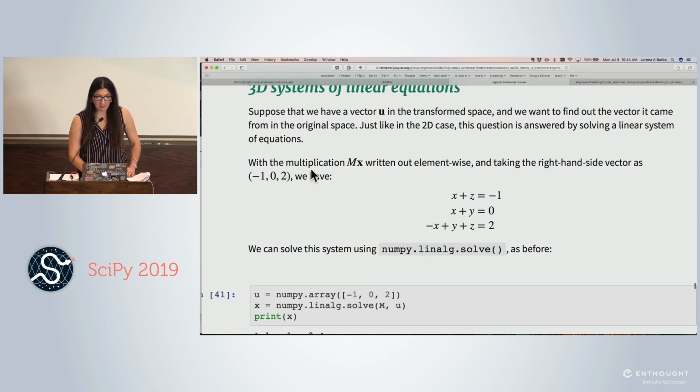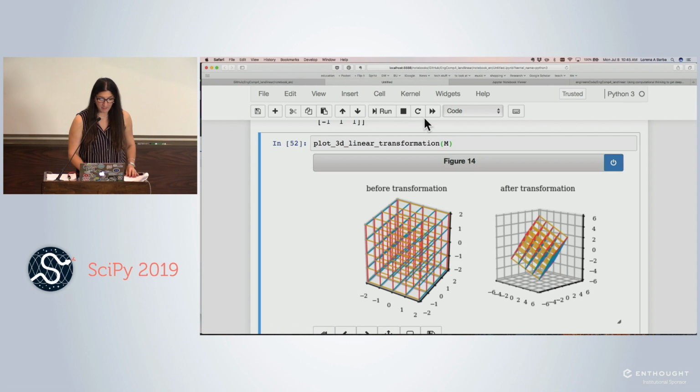With the multiplication Mx, we can write it out element-wise like we did before, or row-wise, and then take the right-hand side vector as some choice. In this case, we've chosen the right-hand side vector to be -1, 0, 2, and we have a linear system of equations. We can solve this using NumPy.